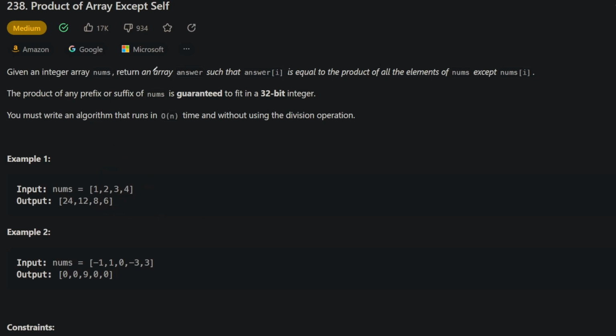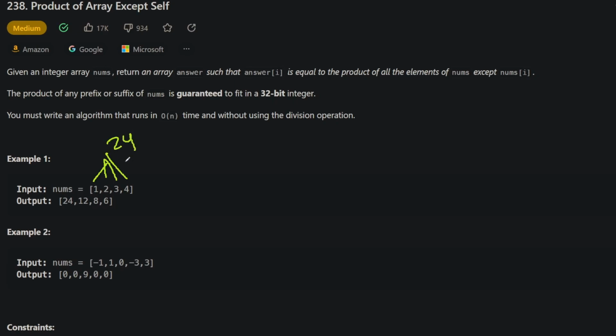So the fun part of this problem is that they give you a couple of constraints. One is that you have to run it in O(n) time and without using the division operation. Because if you were to divide, it's very easy. You would multiply the entire array: 1 times 2 times 3 times 4 equals 24.